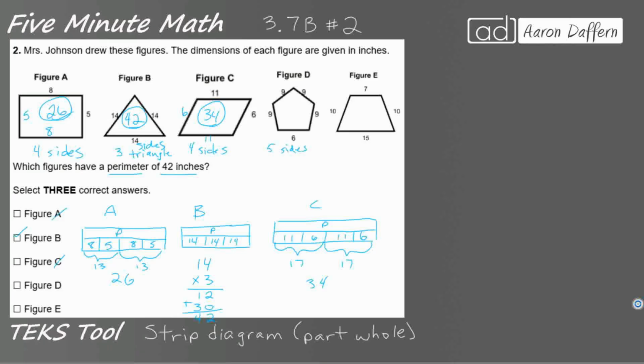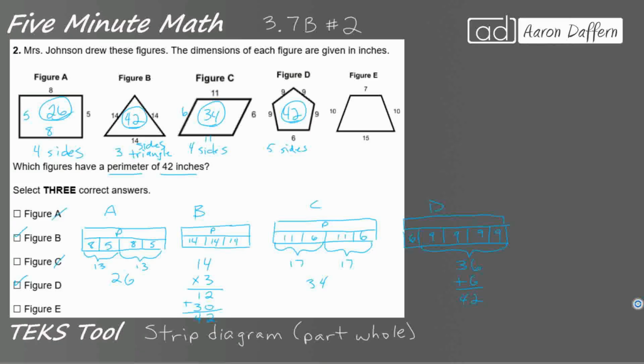And so we are going to make a 5-sided part whole, and they give us all 5 sides because they're not all the same length. So I've got a 6, and then I've got 4 9s. Now I could add them all up. Shortcut here is I'm just going to do 4 times 9. That's going to be 36. So 6 and 36, that's going to get me 42. It's one of the ones I need.